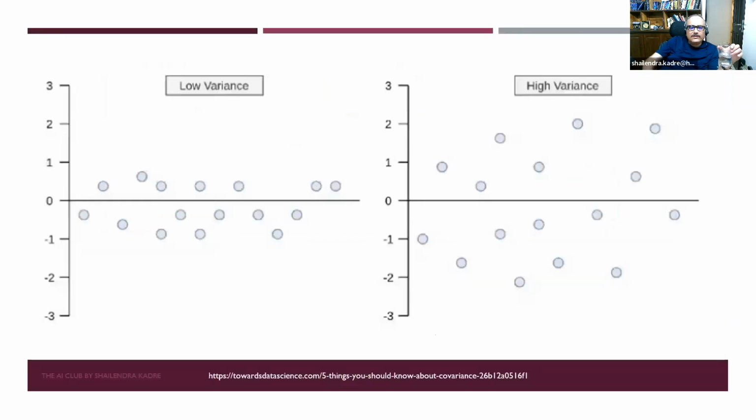So this is variance. We are seeing variance here. We are plotting a mean, and along the mean we are plotting various values, either above the mean or below the mean. So low variance, high variance.